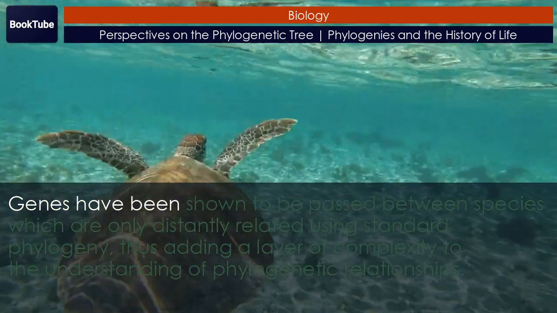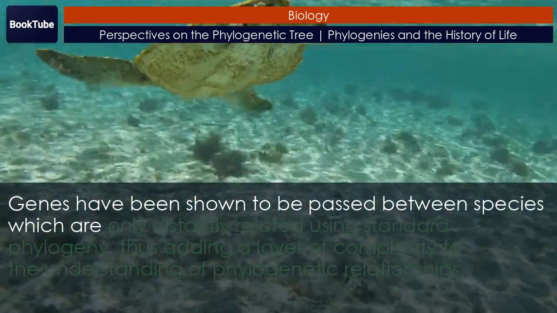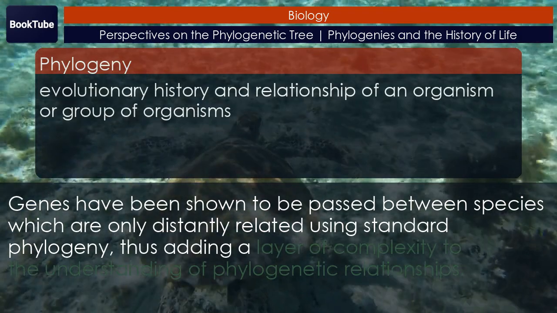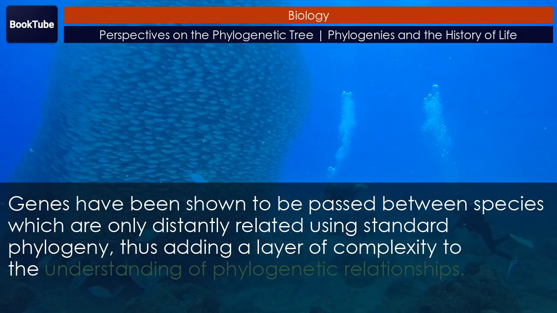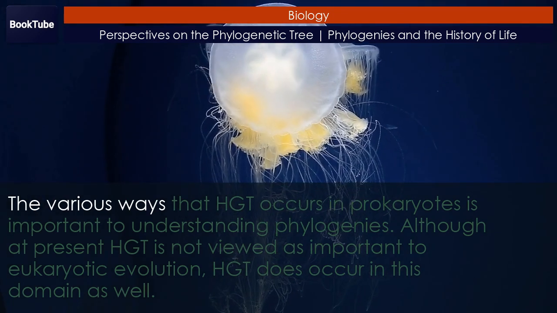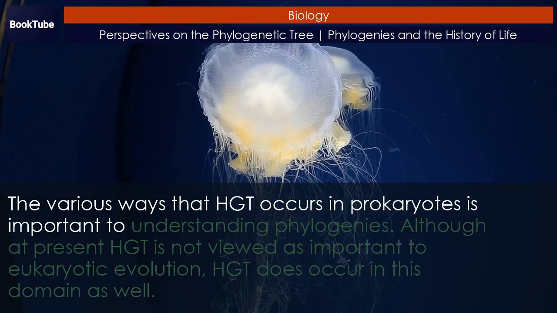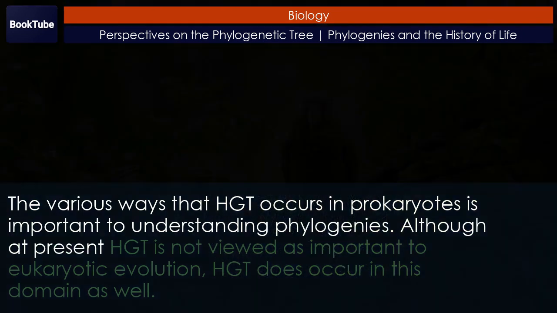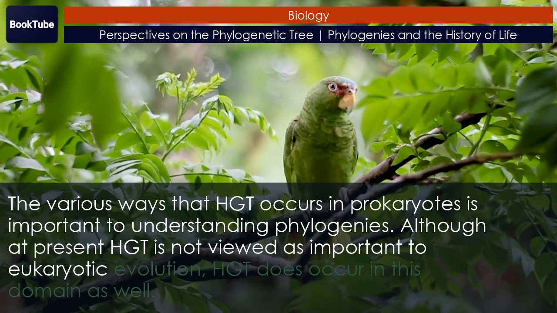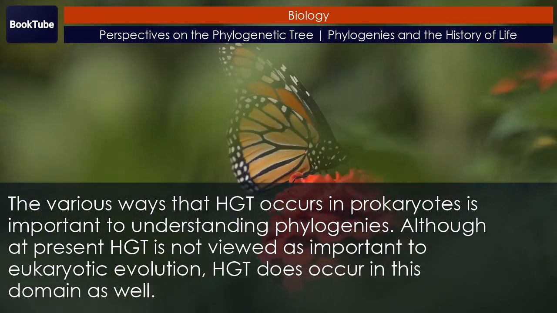Genes have been shown to be passed between species which are only distantly related using standard phylogeny, thus adding a layer of complexity to the understanding of phylogenetic relationships. The various ways that HGT occurs in prokaryotes is important to understanding phylogenies. Although at present HGT is not viewed as important to eukaryotic evolution, HGT does occur in this domain as well.